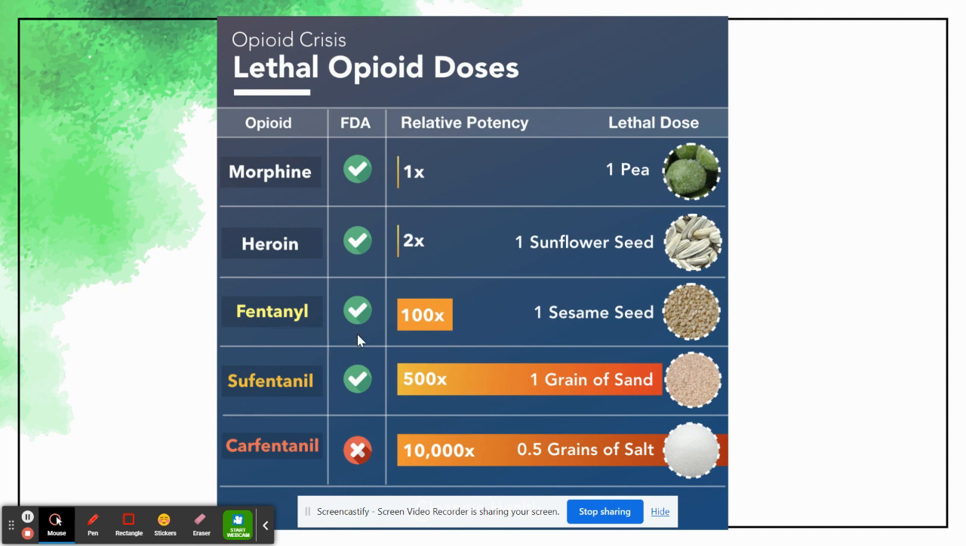So if you can imagine just how small that is, then take that times 100. If you look at something like fentanyl, one sesame seed, like how tiny that is, is the lethal dose of fentanyl for someone who's 150 pounds, that teeny, tiny amount. And then you look at something even 5 times stronger than fentanyl, which again is still FDA approved, the lethal dose of that is a grain of sand.